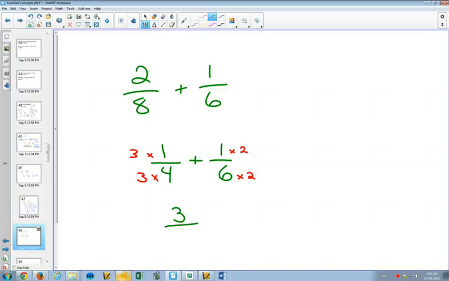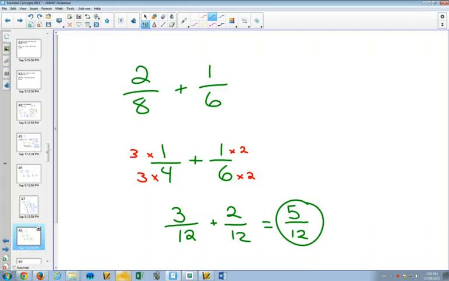This is going to be 3 over 12 plus 2 over 12. And now my denominators are the same. And my answer when I add the numerators, and it's already reduced. Whoa. That's amazing, eh? What if you can't half it? Then you would have to start like we did in the other ones and add those to begin with.